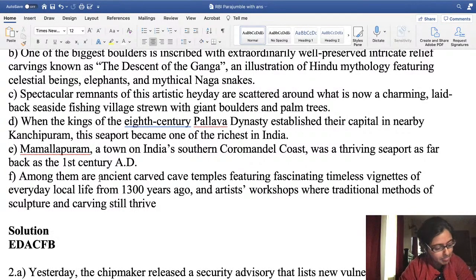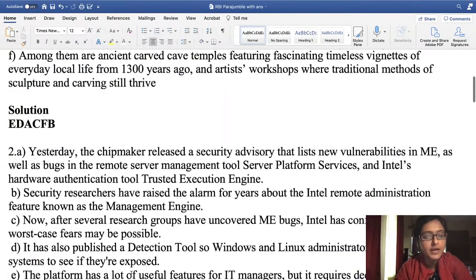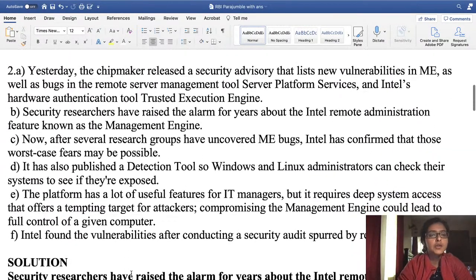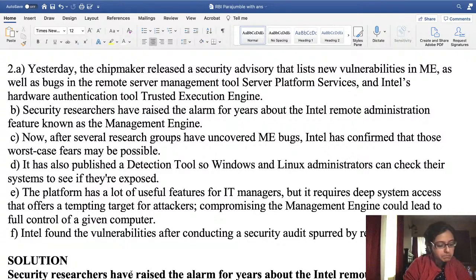Okay. Hello, Gopal. Yes, I'm from Kolkata. Okay, so let's move on. Let's look at the second sentence.